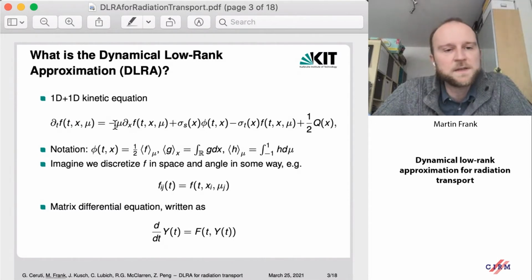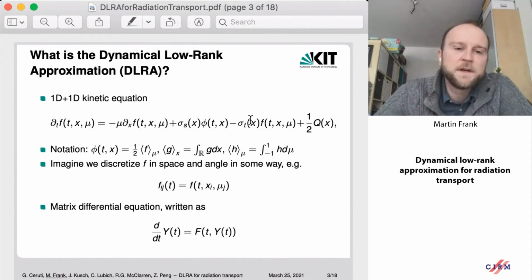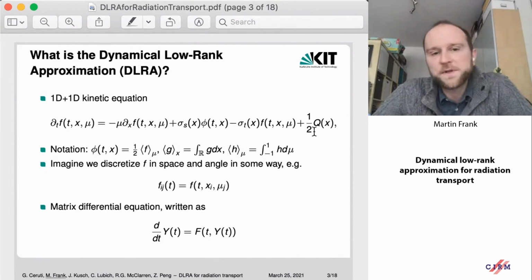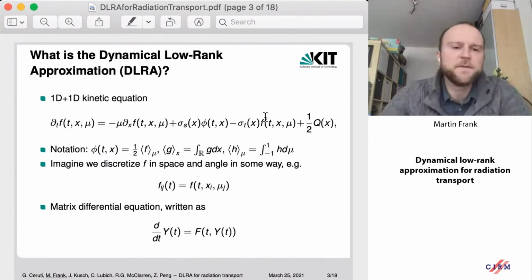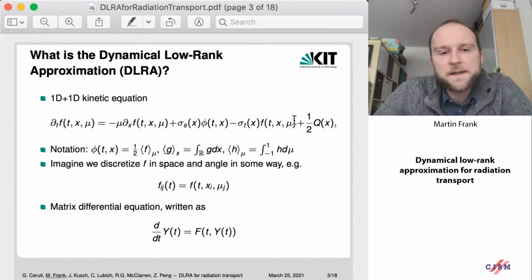It's 1D linear transport. So you have advection here, this term. You have a scattering term here. And the phi is just the integral over velocity space, averaged. There is a total cross-section here, loss of particles, absorption, scattering, and there is a source here. But again, the form of the equation doesn't matter for now. I've put everything on the right-hand side because I'm going to consider this to be an ordinary differential equation in some functional space.